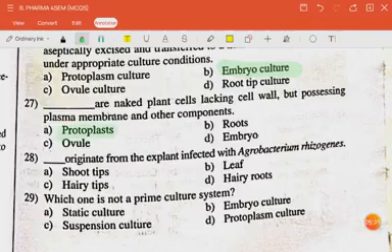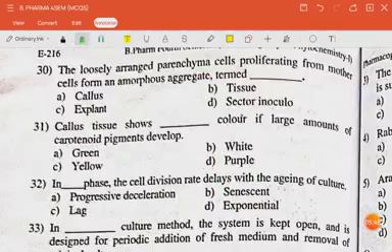Protoplast. The next question is, Dash originate from the eggplant infected with Agrobacterium rhizogenes. Hairy roots. The next question is, which one is not a prime culture system? Embryo culture. Question is, the loosely arranged parenchyma cells proliferating from mother cells form an amorphous aggregate termed callus. The next question is, callus tissue show Dash color if large amount of carotenoid pigments develop. Yellow.